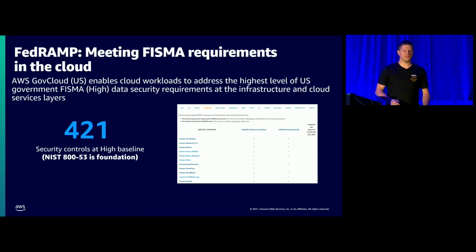So FedRAMP is all about addressing FISMA requirements in the cloud. AWS has infrastructure and services that address the FISMA high baseline, which consists of 421 security controls with NIST 800-53 as the foundation. GovCloud gives customers a platform where they inherit a majority of their controls, leaving responsibility of the application tiers to their customers.